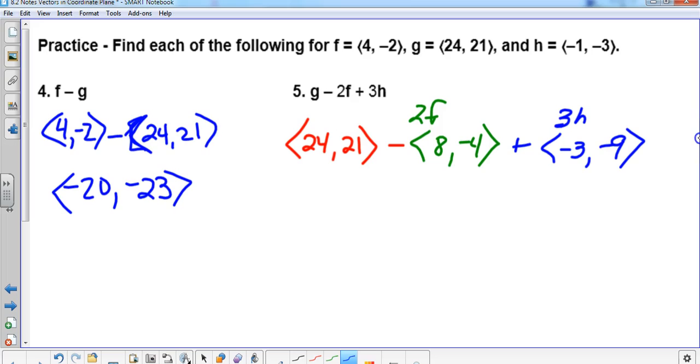All right, so now what happens when I add those x's? 24 minus 8 plus negative 3. I'm getting 13 in my head. Is that right or not? Yeah. Okay. 21 minus negative 4, which would be plus 4, is 25. Plus negative 9 is 16, maybe? Yeah. Okay.